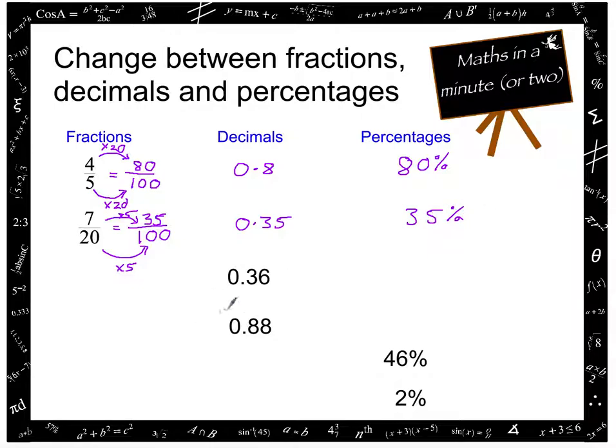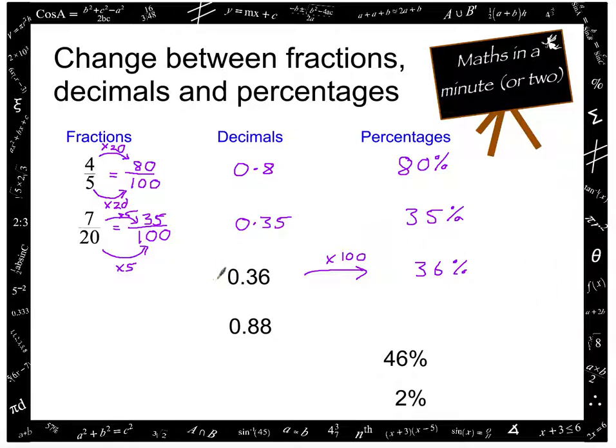Okay, if we're going backwards this time we've got the decimal 0.36. To get it into a percentage, all we need to do is to times it by 100. So to get from here to here, you times by 100. So that's going to be 36%. You can see how that worked above there.